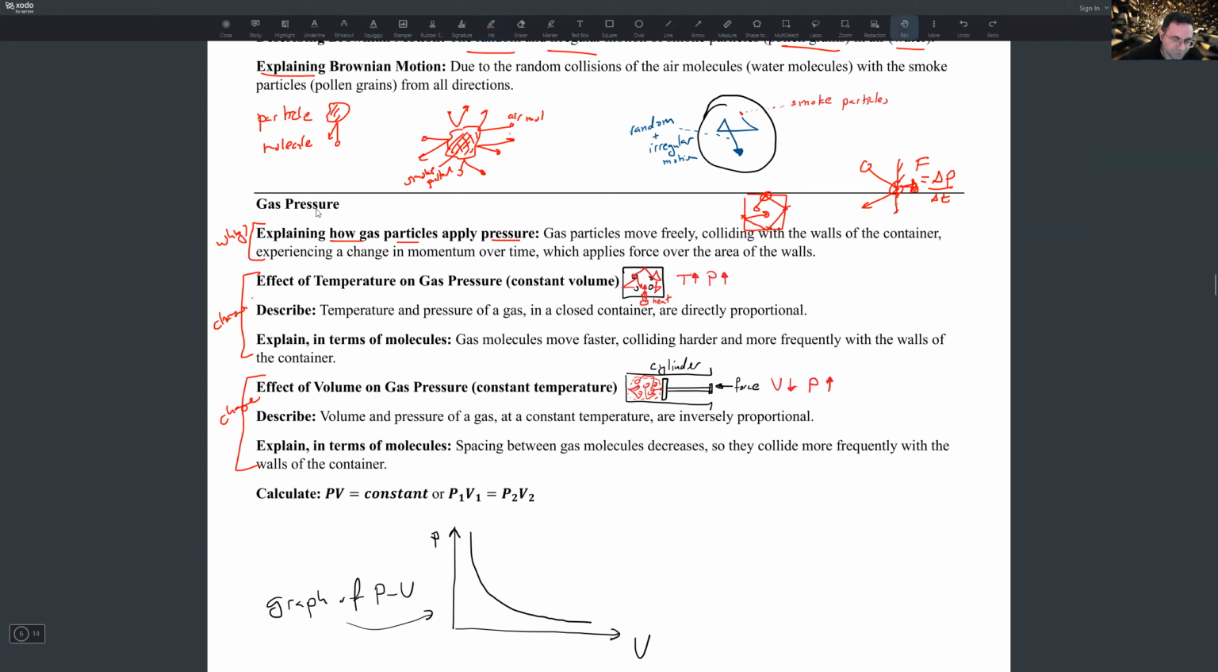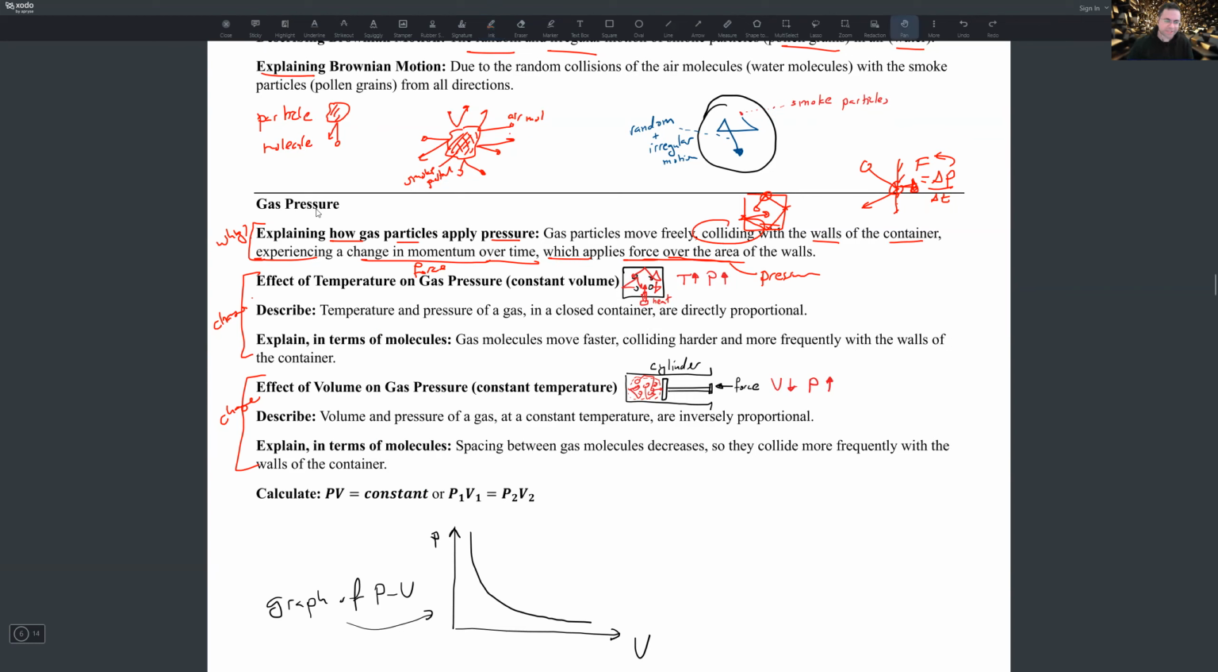So gas particles move freely, colliding with the walls of the container, experiencing a change in momentum over time. Change in momentum over time equals force. But this applies a lot of force, because in reality it's not one molecule, it's millions of them. This force hits over the area of the walls. Force over area means what? Pressure. So force is change in momentum, and it's the collisions that cause the change in momentum.